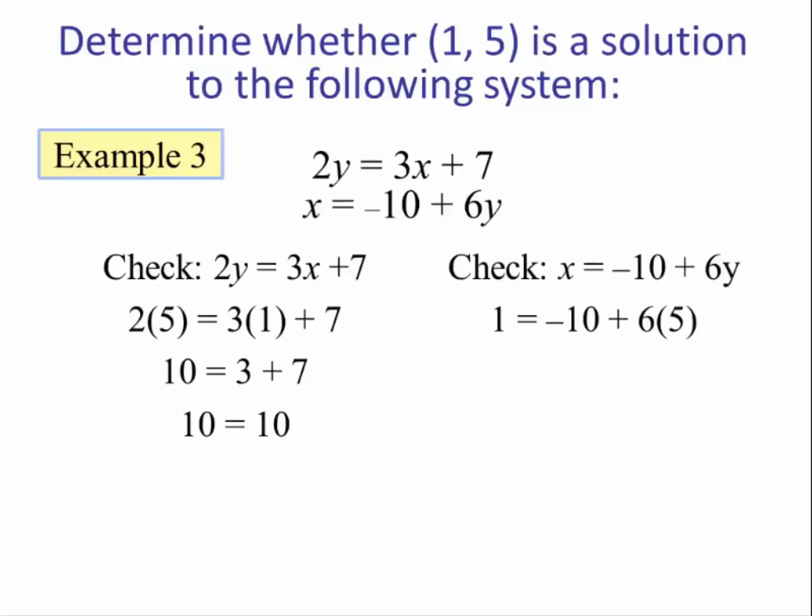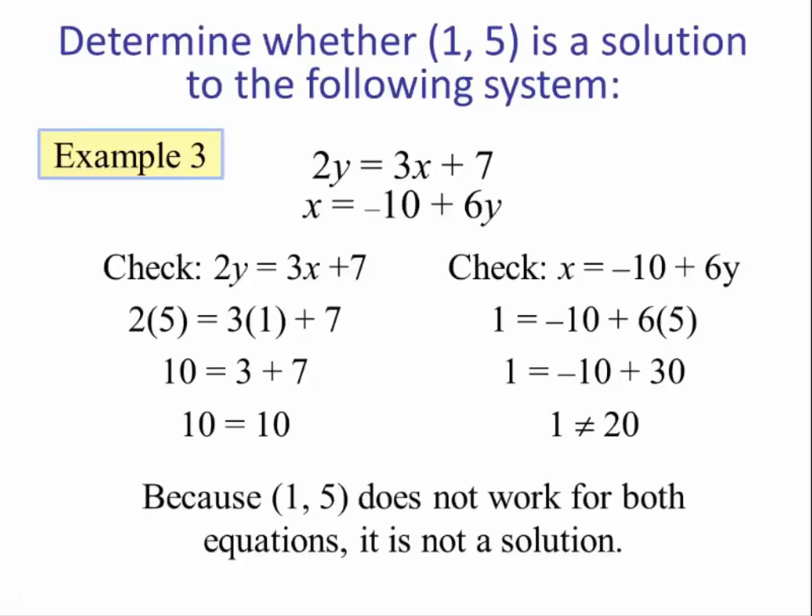We have 1 equals negative 10 plus 6 times our y, which is 5. So on the right hand side of the equal sign we have 20, and that does not equal the left hand side, which is 1. Because (1, 5) does not work for both equations, it is not a solution to the system.